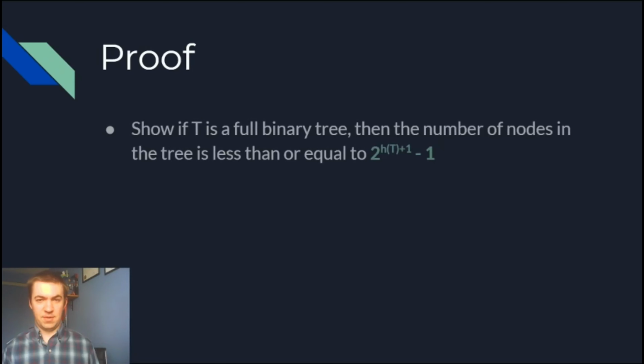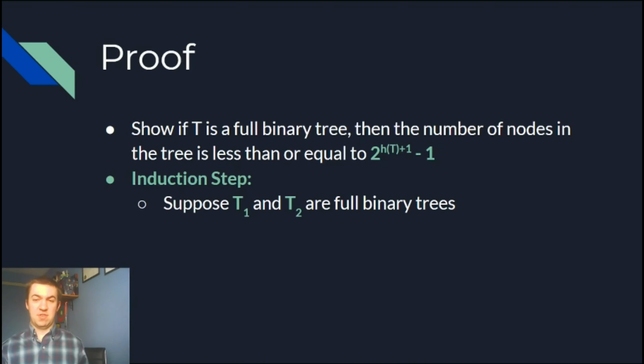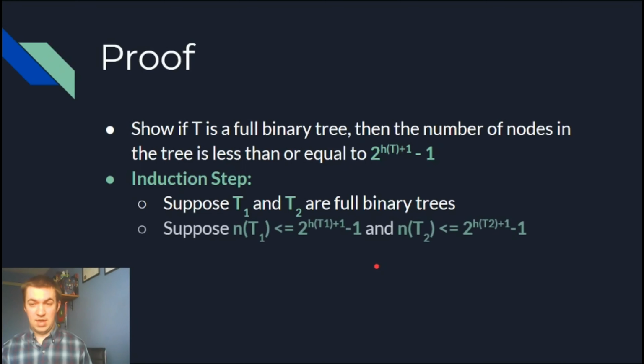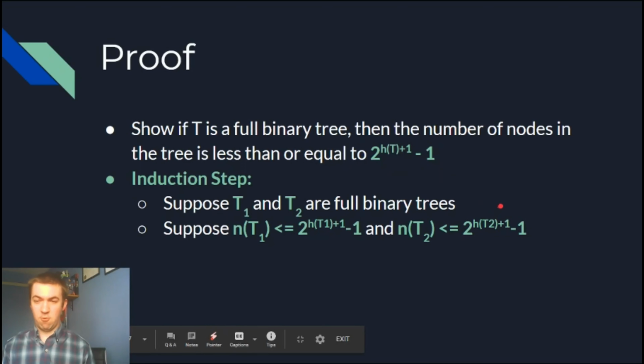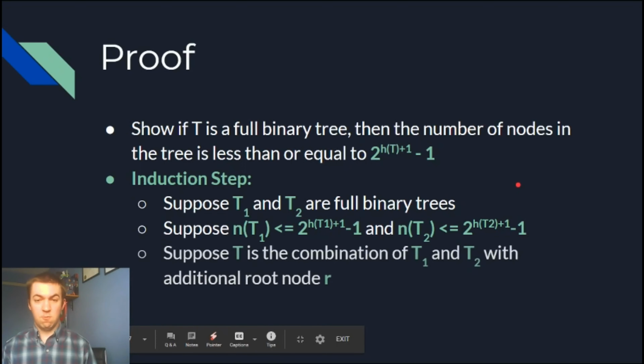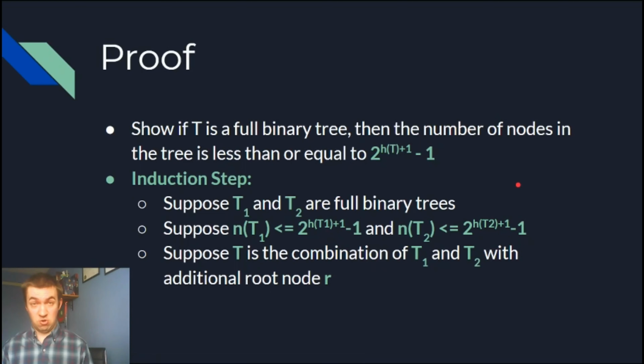Now let's move on a little bit to the next step where we're going to do our induction. So now we'll suppose T1 and T2 are existing full binary trees, and suppose that our induction hypothesis holds for each of those. That is, the number of nodes in each of those trees is less than or equal to this little formula for each of those trees. We'll also suppose that T, the new one that we're trying to build, is the combination of T1 and T2 with our 1 additional root node R.